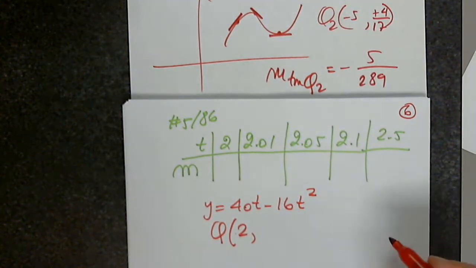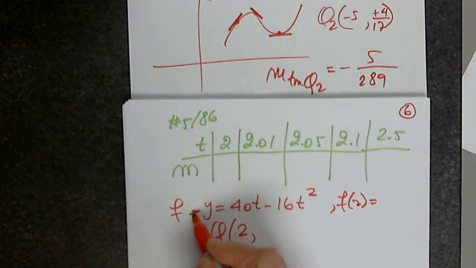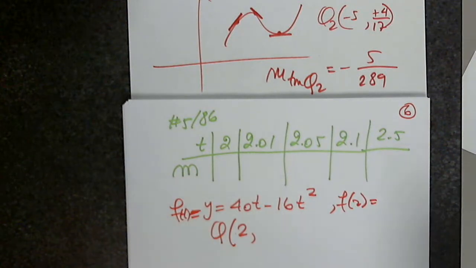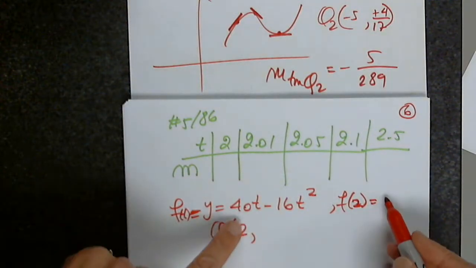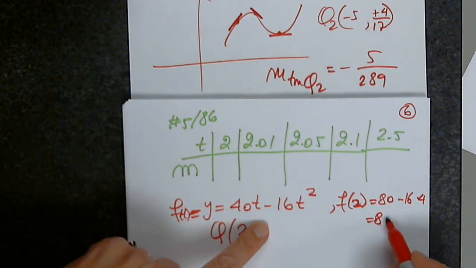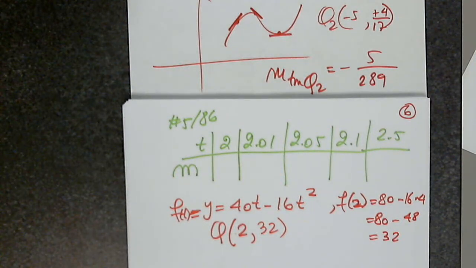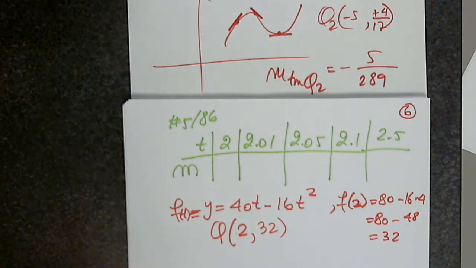40 times 2. So let's determine f of 2. F of y, or y is the same thing, f of t. So f of 2 will be 80 minus 16 times 4. So 80 minus 16 times 4 is 48. So what do I get? Is it 32? Yes. Perfect. So 32. So I have the point.